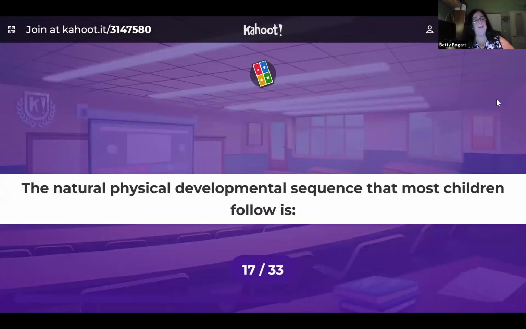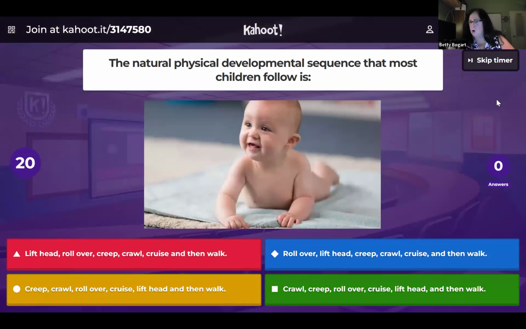Natural physical developmental sequence that most children follow. Physical, gross motor. What do they do? What's the sequence? What do they do first? What did I tell you?